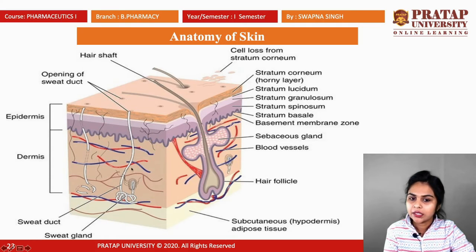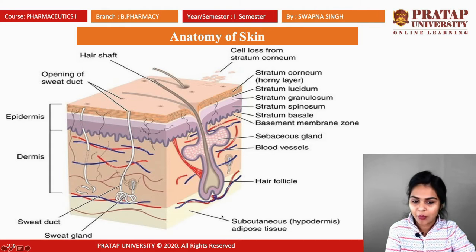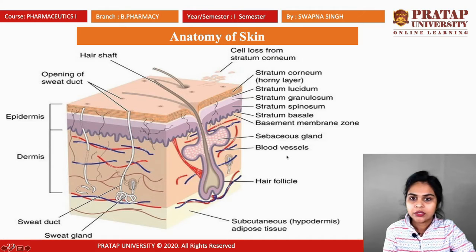And the next layer is the dermis. In the dermis layer, sebaceous glands are present, blood vessels are present, and hair follicles are present. And the third layer, the innermost layer, is the subcutaneous layer, which is also known as the hypodermis layer, where adipose tissues are present, and the sweat gland and sweat duct are present. So this is all about the anatomy of skin.